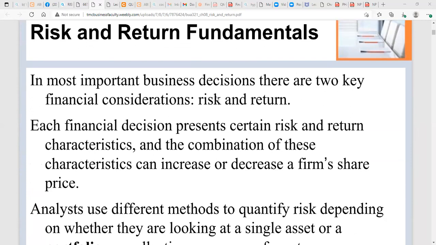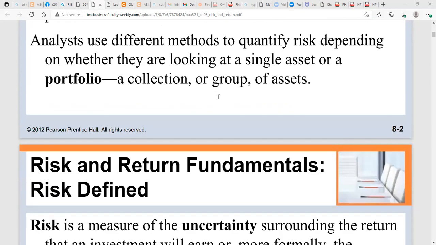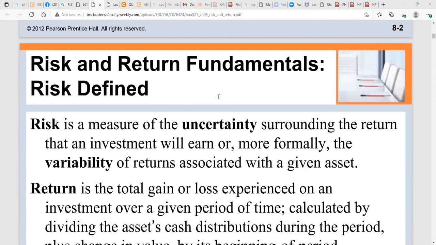Analysts would want to quantify risk depending on whether you're looking at one single asset or you're looking at a portfolio. And the portfolio, by definition, is simply a collection or a group of assets put together. So in managerial economics, we want to look at the concept of risk. By definition, risk is simply the measure of uncertainty surrounding a return that an investment would earn. We can say it is a variability of the returns associated with a given asset.